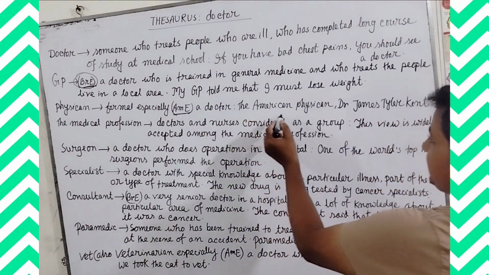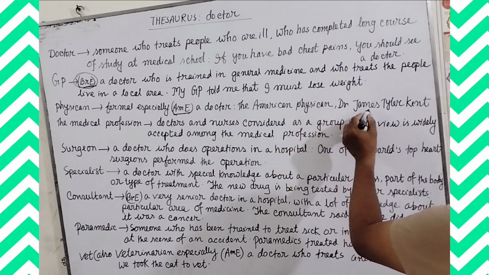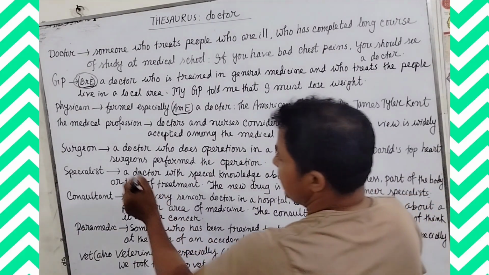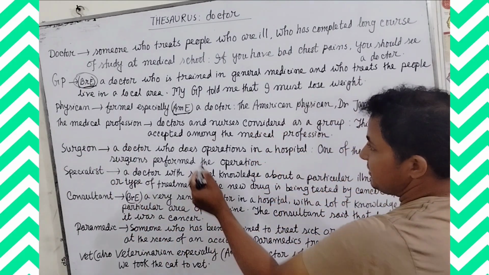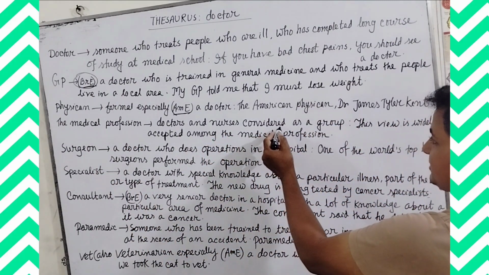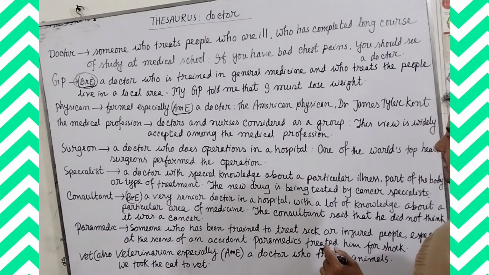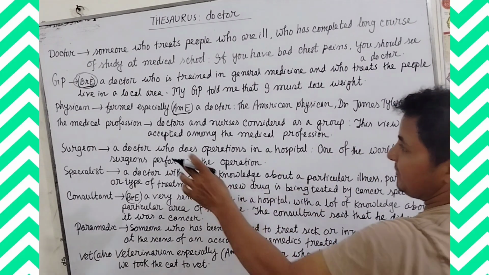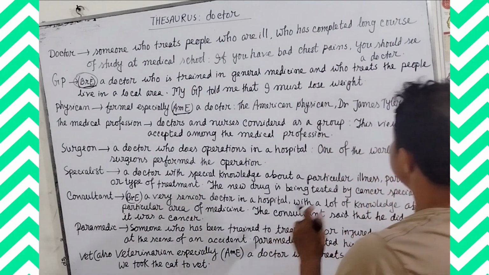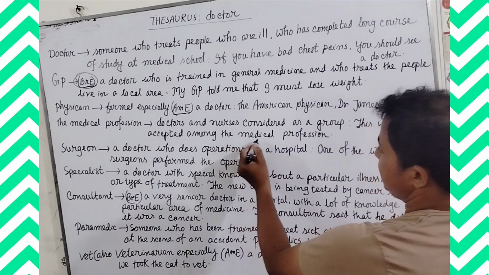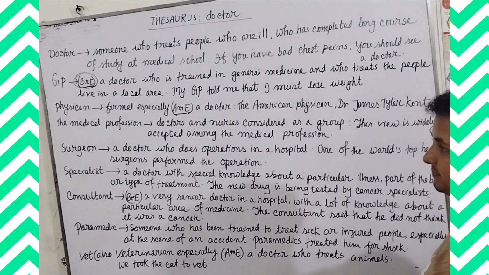The American physician, Dr. James Taylor Kent. Medical profession: doctors and nurses are considered as a group. That is, when doctors and nurses are grouped, it is called the medical profession. This view is widely accepted among the medical profession.